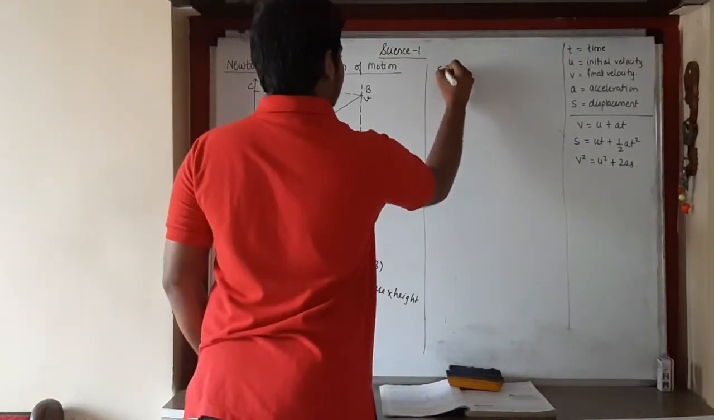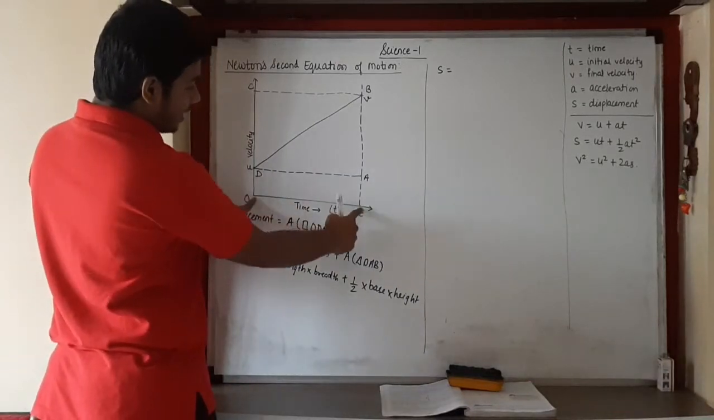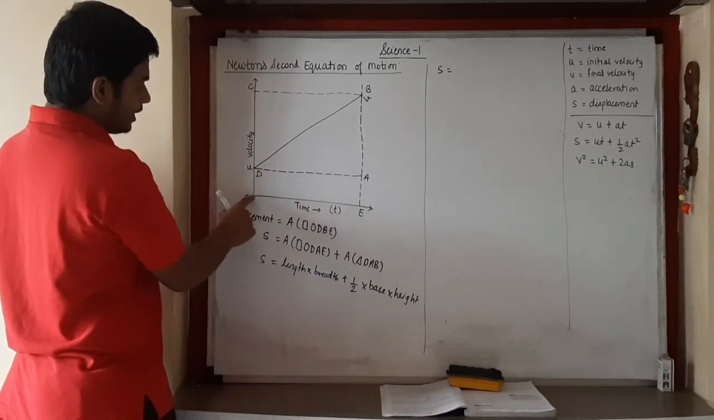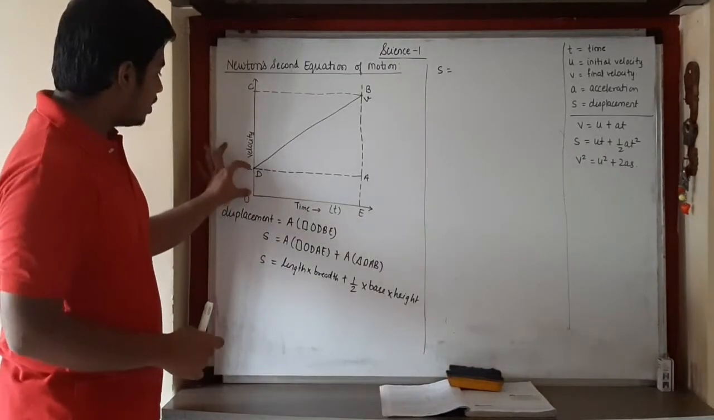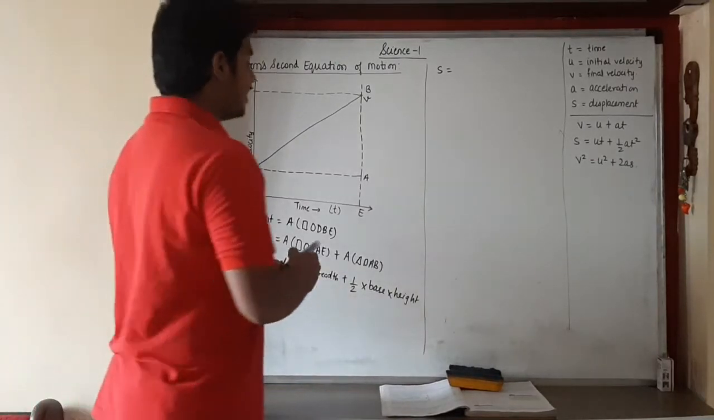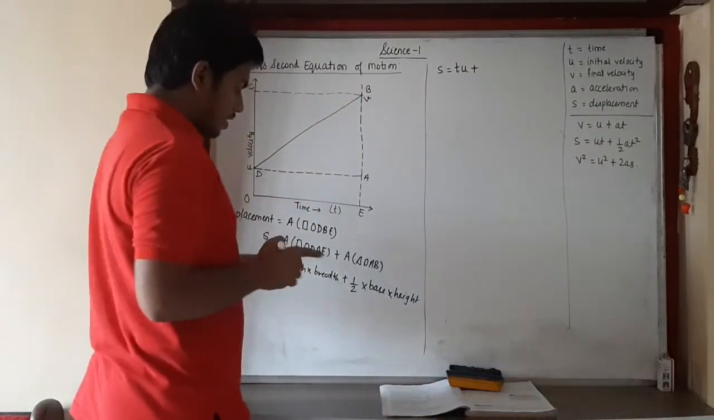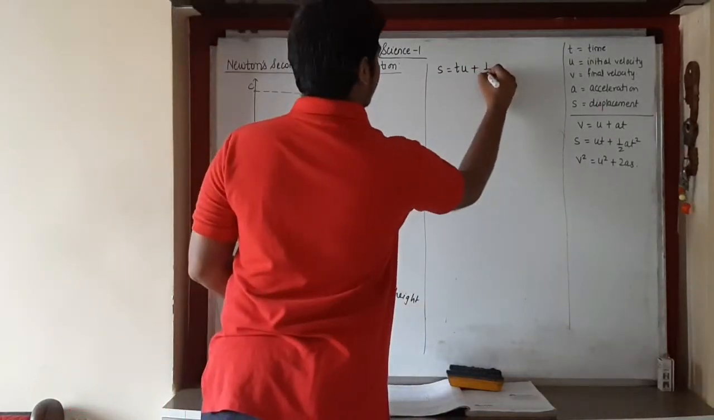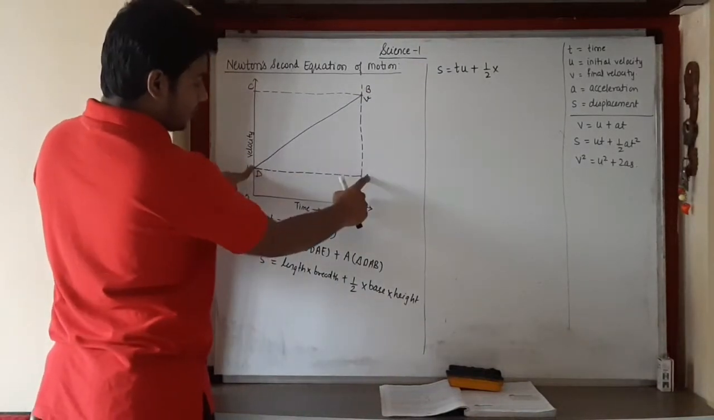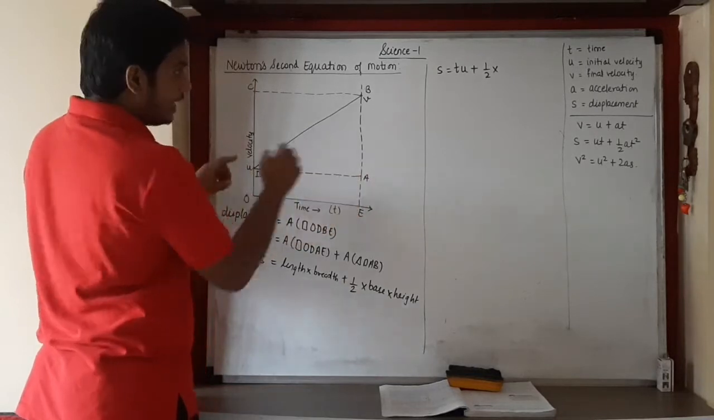Now have a look properly. We will write s is equal to length of the rectangle. Length of the rectangle is represented by t. What is breadth represented by? Till point O to U is the initial velocity of the object. So length we will write t and breadth we will write u. So tu plus half into base. Now what is the base of this particular triangle? It is represented by t, correct?